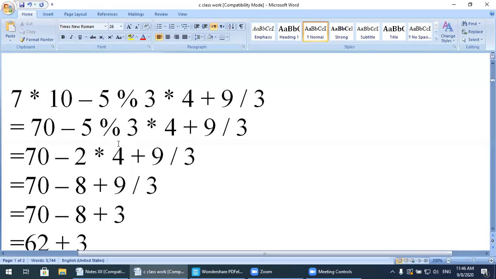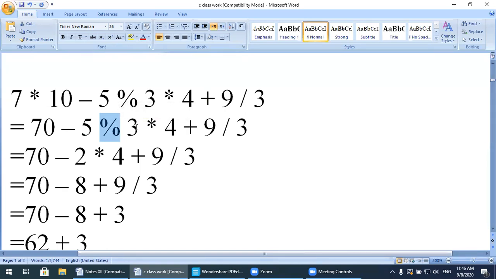Now in the second step, which operator should be solved first? Its turn comes now. You will not solve the minus before the modulus or remainder operator, because its priority is higher than the minus. So we will solve minus in the next steps. We will check if the asterisk or slash is present. First we will solve the modulus, asterisk and slash operators, then we will solve the plus and minus.